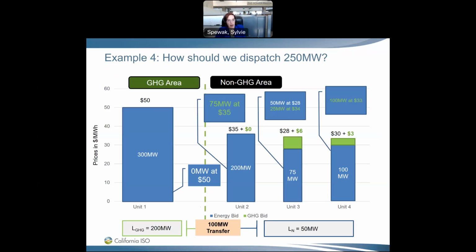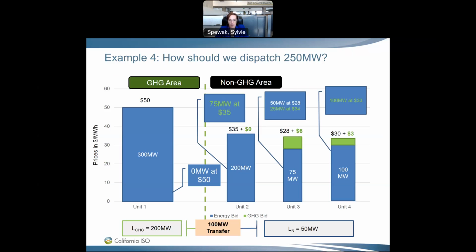So, how do we set prices? If we increase load in the GHG area by 1 megawatt, that next megawatt would come from Unit 2 at $35 per megawatt hour. So the LMP in the GHG area is going to be $35 per megawatt hour.